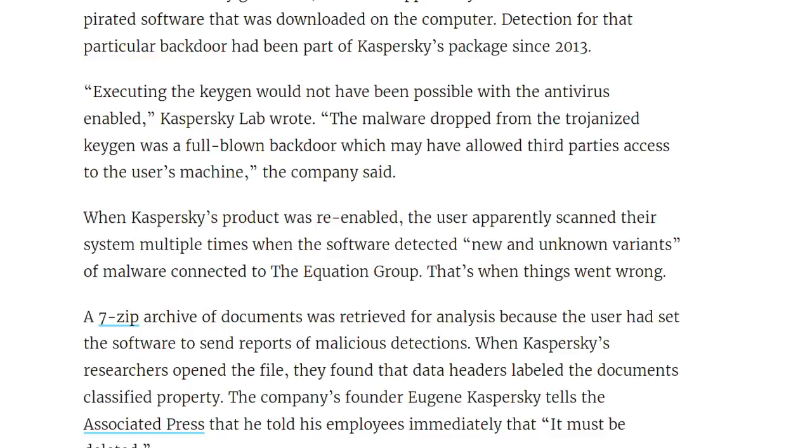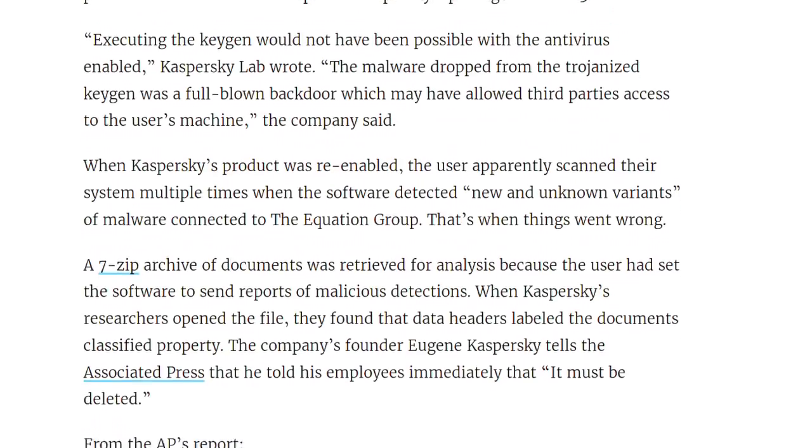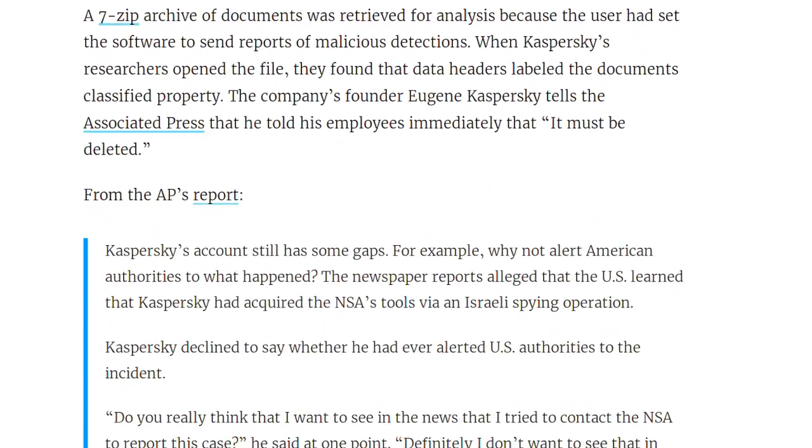A 7-zip archive of documents was retrieved for analysis because the user had set the software to send reports of malicious detections. When Kaspersky's researchers opened the file, they found that data headers labeled the documents classified property. The company's founder, Eugene Kaspersky, tells the Associated Press that he told his employees immediately that it must be deleted.